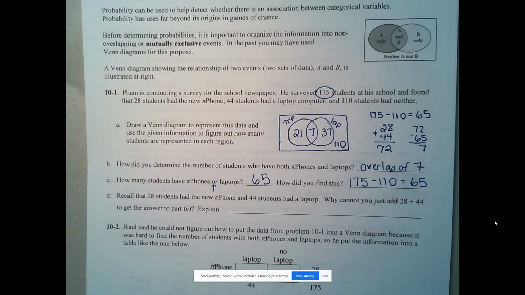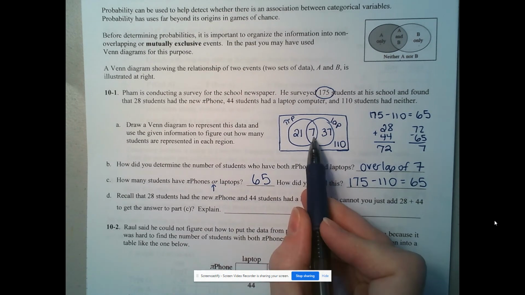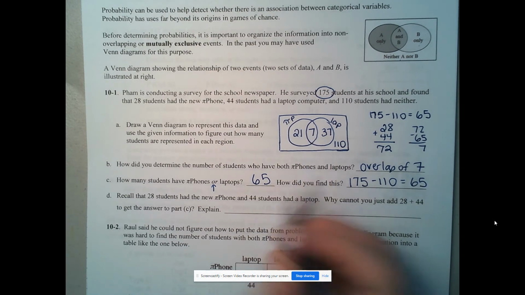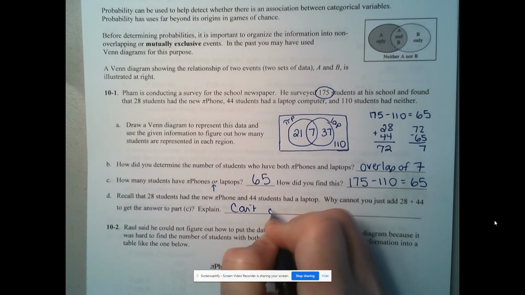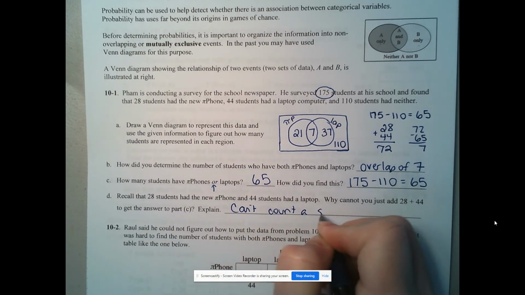Recall that 28 students had the new Pi phone and 44 students had a laptop. Why can't you just add 28 plus 44 to get the answer to part C? Well, we've said before that there were 7 students getting counted twice. We can't count a student twice.